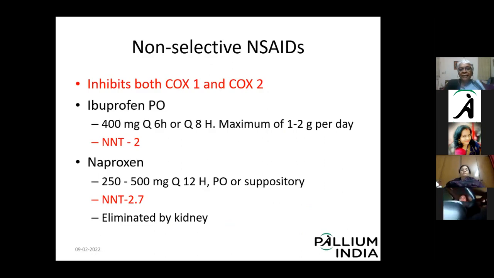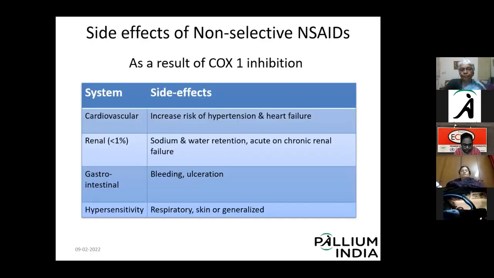So like I said, the prototype is ibuprofen. It's given orally in a dose of 400 mg every 6 to 8 hours. Its NNT is 2. That means it's a good analgesic. For every 2 people, 1 person will have adequate pain relief. Naproxen, another one, has an NNT of 2.7. It's given in a dose of 250 to 500 mg twice daily, orally or as a suppository.